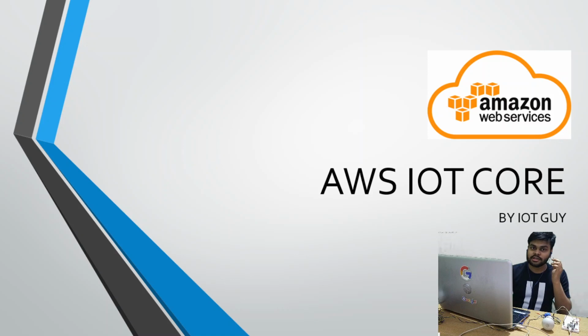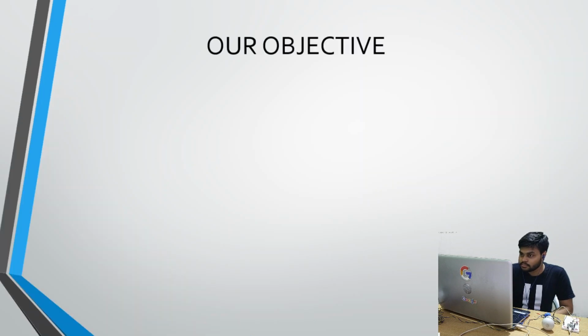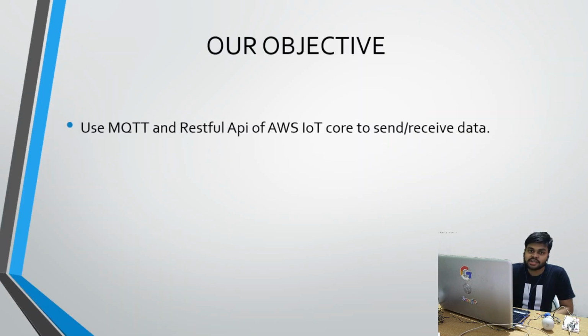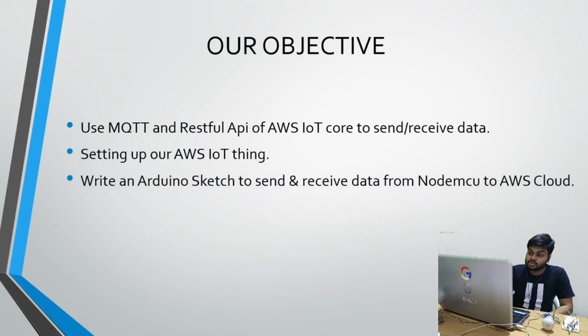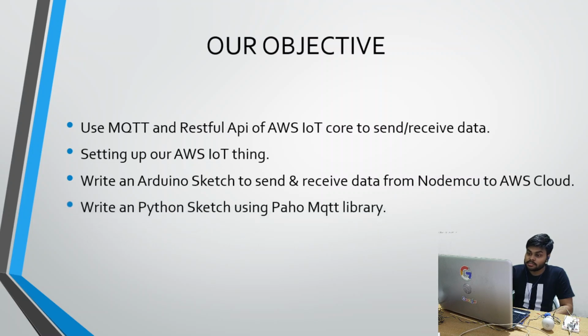So welcome guys. Now I will discuss from the beginning how we are going to communicate with AWS IoT Core and how I'm going to send data and everything. So the objective of this session is to use MQTT and RESTful API of AWS IoT Core to send and receive data, setting up our AWS IoT thing, write an Arduino sketch to send and receive data from NodeMCU to AWS Cloud, write a Python sketch using Paho MQTT library to communicate with the same AWS IoT.